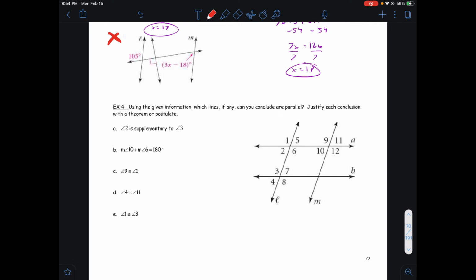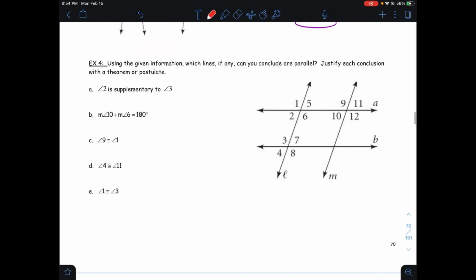We'll go ahead and move on to example 4. It says, using the information, which lines, if any, can you conclude are parallel? Justify each conclusion with a theorem or postulate. So if they tell us that 2 is supplementary to 3, all right, that tells us that our parallel lines would be A and B, because that's our transversal right there. And we would have the same side interior.